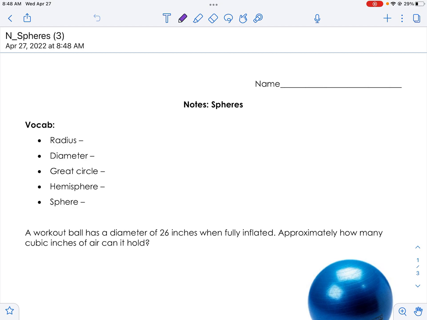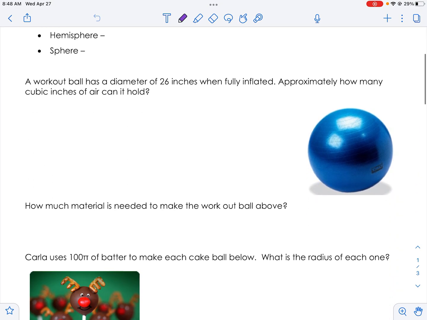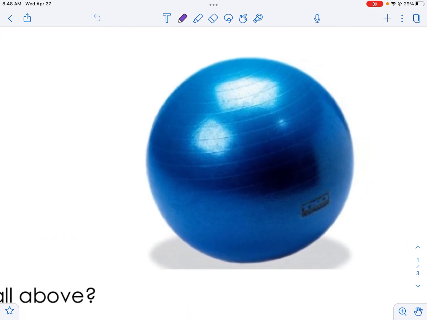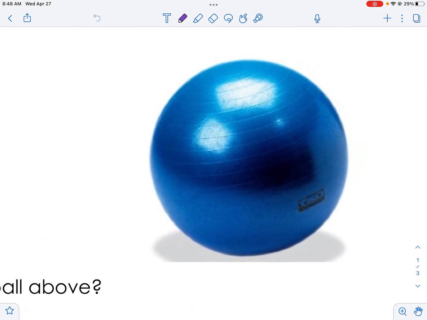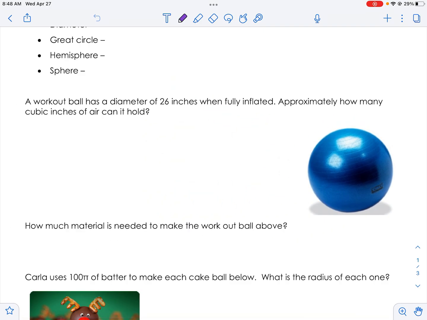Today we're back to talk about spheres. Now, spheres are a different shape, mainly because spheres don't have a base. So, like if I just look at this exercise ball, there's no base. And so spheres are a little bit different.